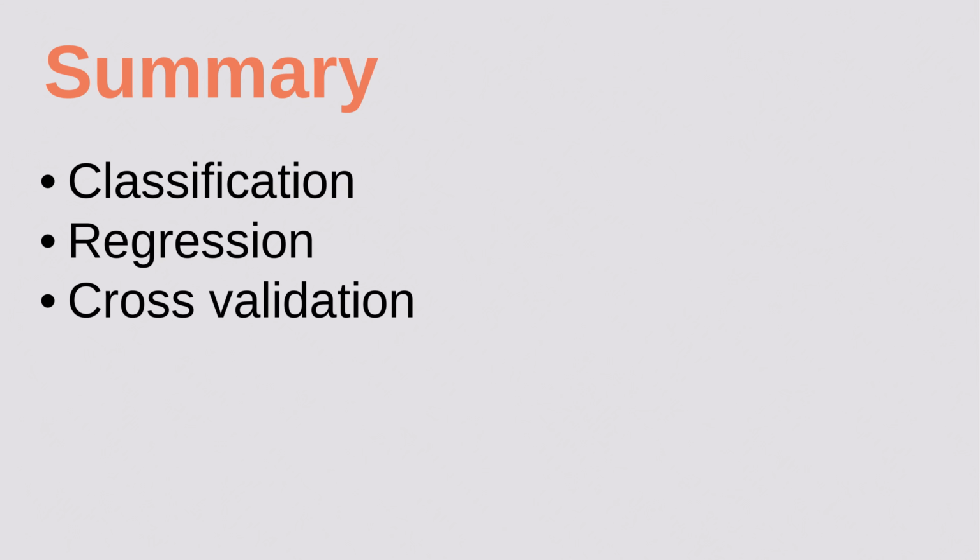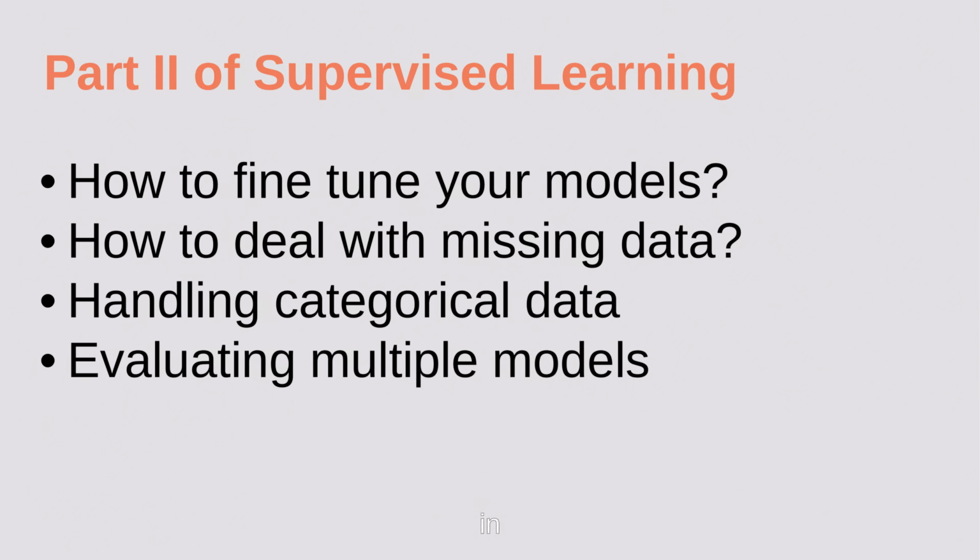With that, we come to an end of how we can use scikit-learn to model classification and regression tasks in Python. In the next video, we'll be learning how to fine-tune models, how one can deal with missing data and categorical data, and how one can evaluate multiple models to choose the right one.